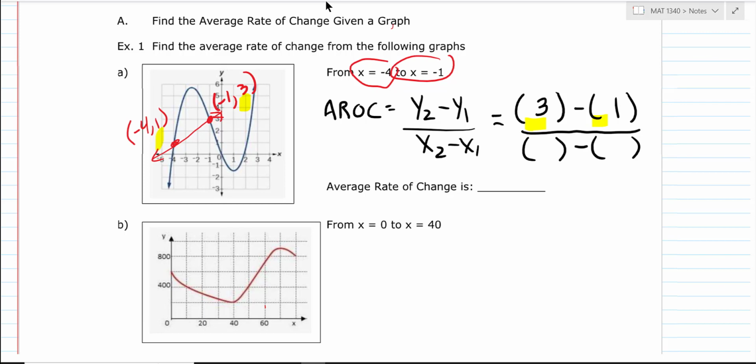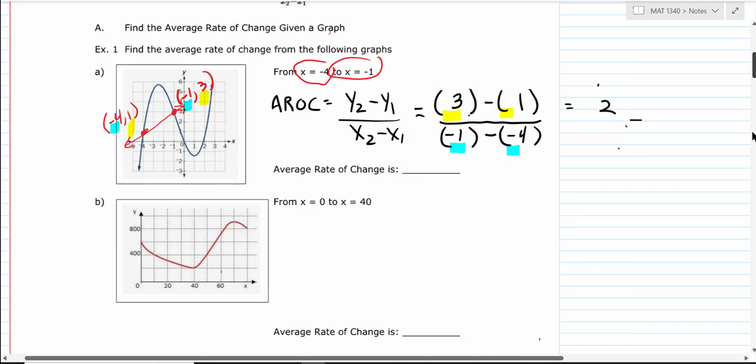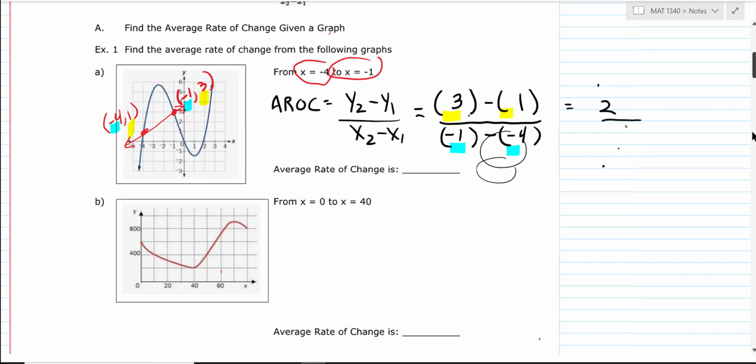All right, now we just work it out. You do the x values in the same order. So we have -1 and -4, I'll pop that in: -1 minus -4. Make sure you do your subtraction in the same order. Don't mix them up. So 3 minus 1 is 2, that's your change in y. For your change in x, you can write another step if you need to. How do you handle a minus minus? Addition. So that's -1 plus 4. So that's 2 over 3, the average rate of change.